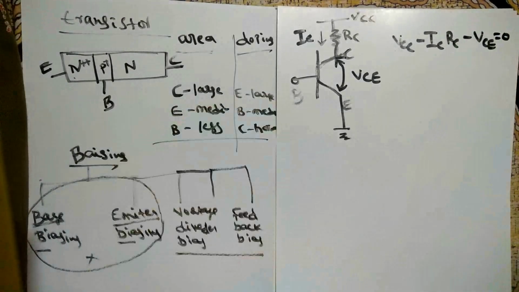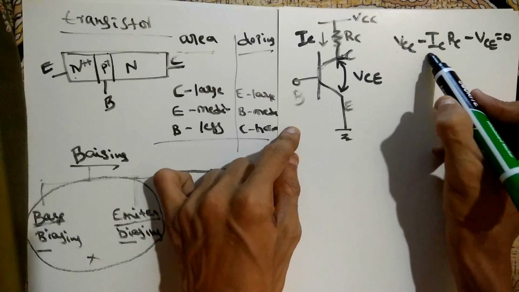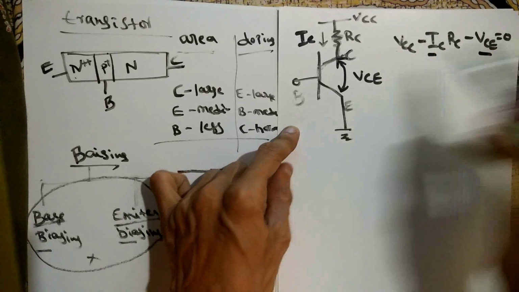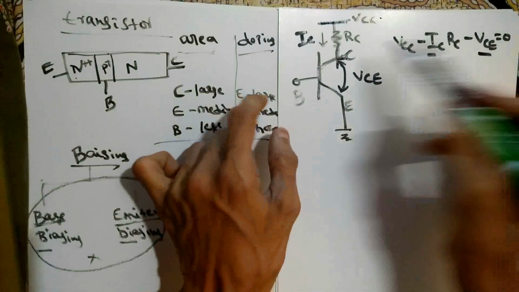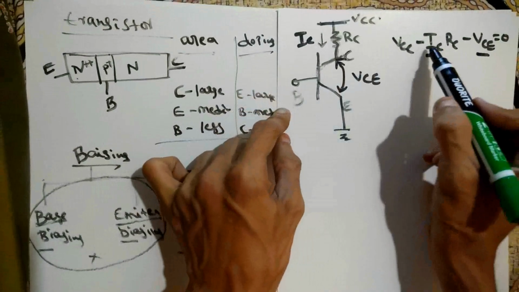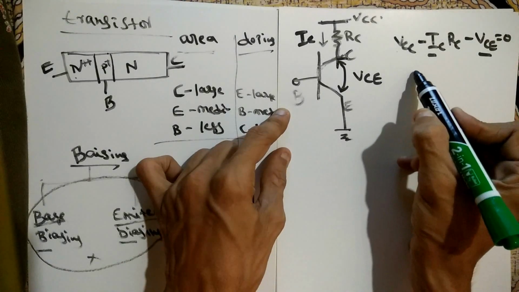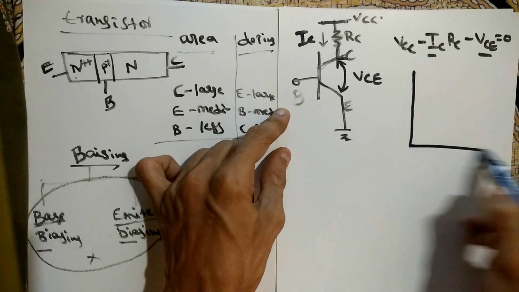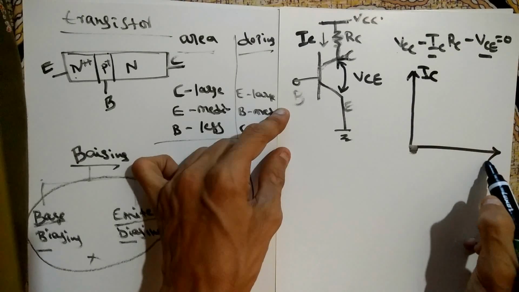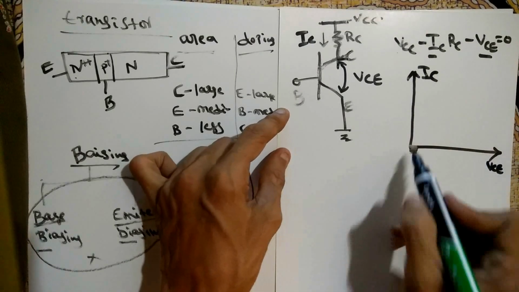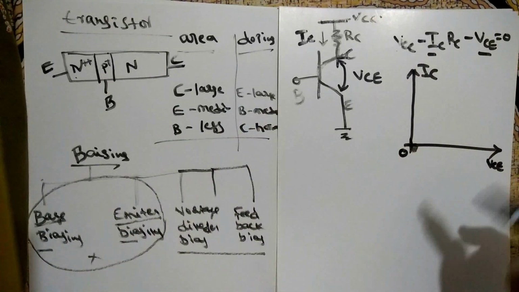So we are talking about the output, how to get it. In the output we take the current IC and VCE as the output portion, because VCC is the applied voltage, so we can't take that as an output. So IC and VCE is the output portion. For the output characteristic, we always talk about IC versus VCE, with IC on the Y axis and VCE on the X axis.